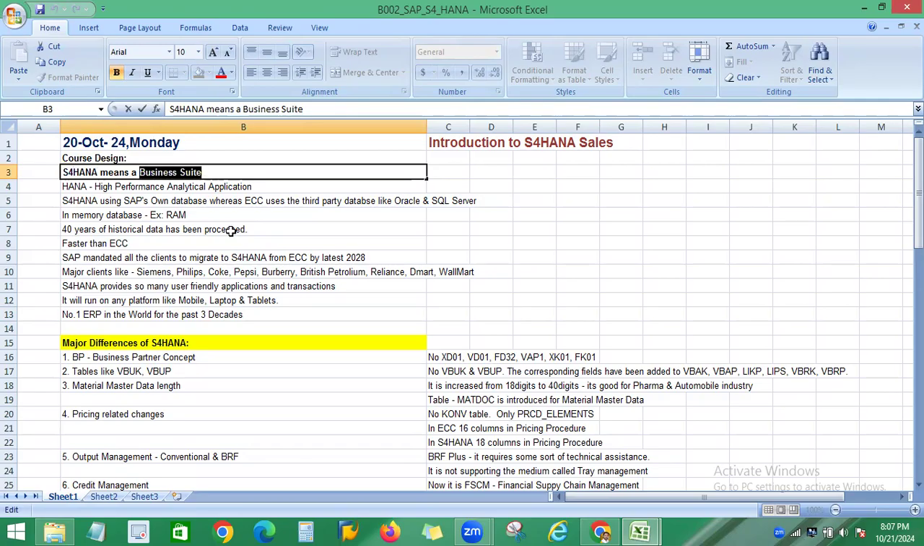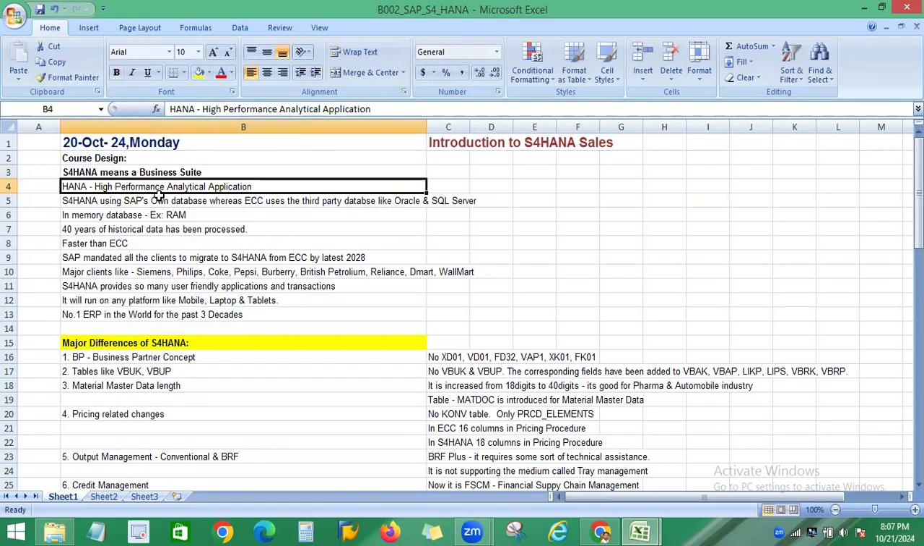It is one of the business suites, and HANA stands for High-performance Analytical Application. Here we are going to learn the difference between SAP ECC and SAP S4 HANA, and why SAP has given the recommendation for S4 HANA. All these things we are going to learn in this introduction session.